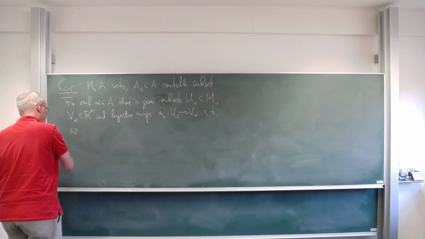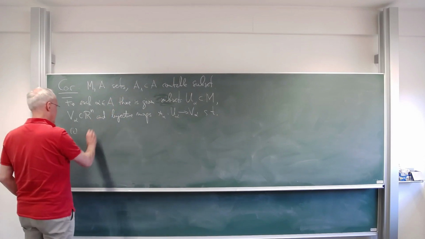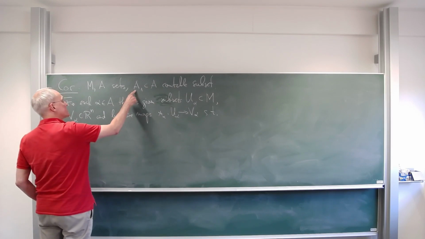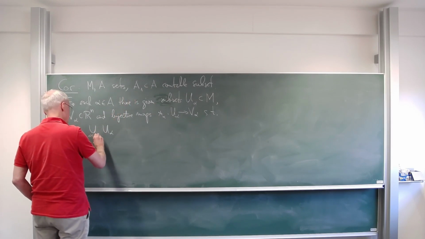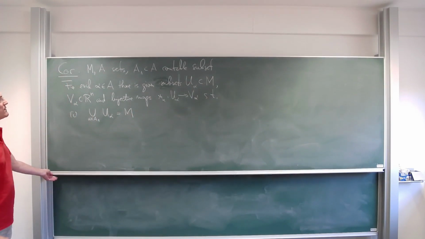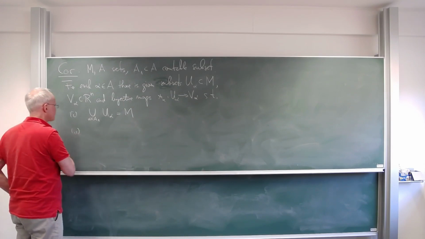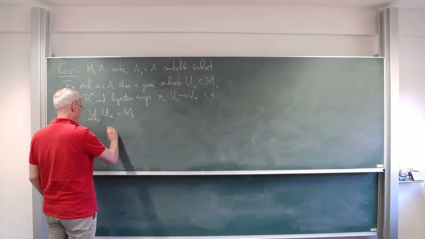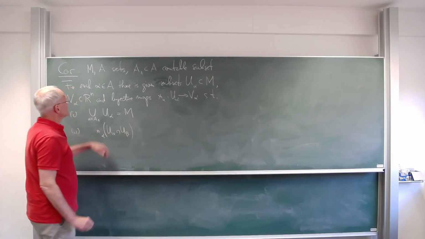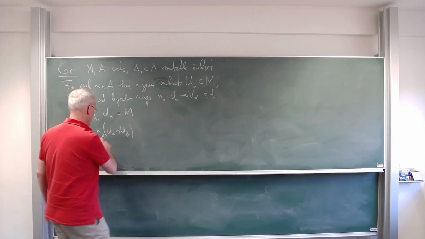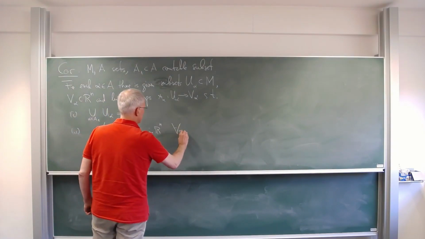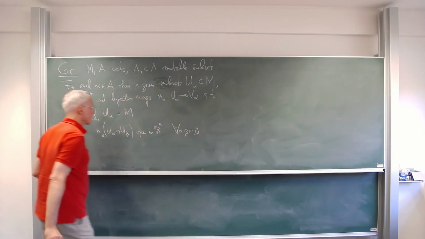First, if I take the union of all these subsets of M, U alpha, over all those alphas in this countable subset, then this is enough to get the whole space M. So this covers. Secondly, all sets of the form U alpha intersect U beta, and then pushed forward using this map to Rn, are open in Rn for any alpha and beta.